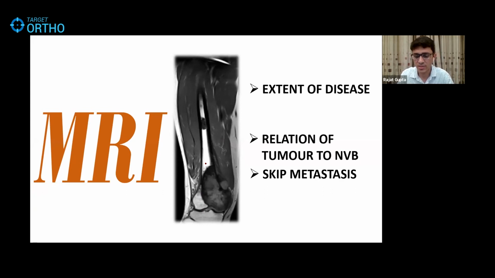So if there is a lesion in the distal femur, rather than ordering an X-ray of the knee, it's better to order the X-ray of the whole femur. Similarly, if you have a lesion in the proximal tibia, it's better to order the X-ray and MRI of the whole tibia rather than X-ray knee or MRI knee.